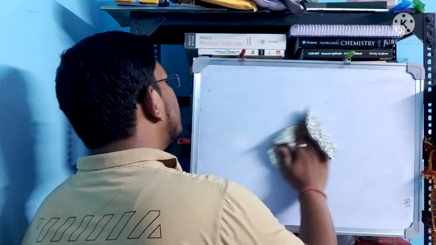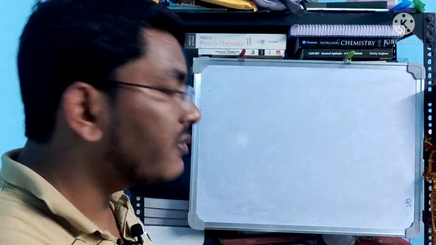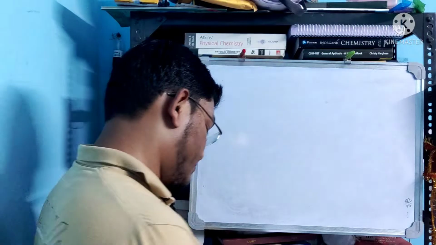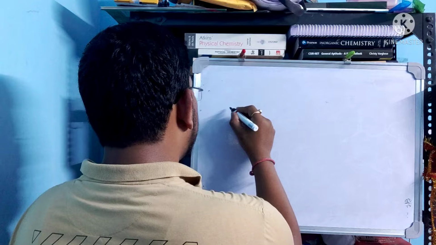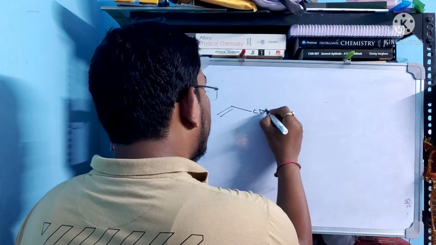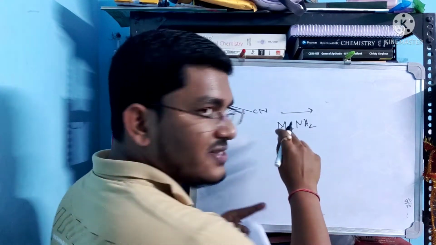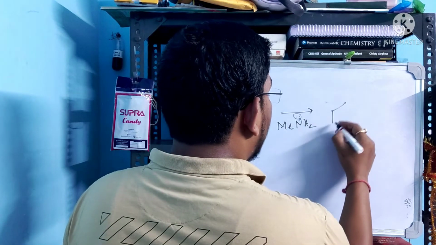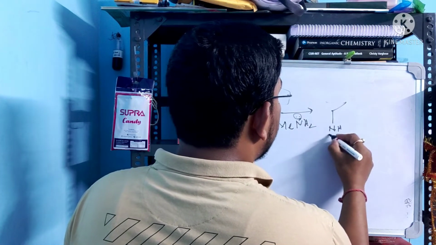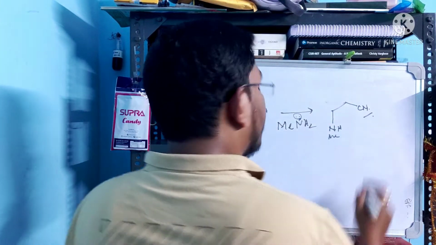Now this HSAB principle is not only applicable in this kind of alpha beta unsaturated carbonyl system only. This concept is also applicable in other systems also. Okay, like this one, CN, MeNH2, no base is added. Okay, no base is added. That means it will act as a soft nucleophile. That means what will we get? NHMe and CN.